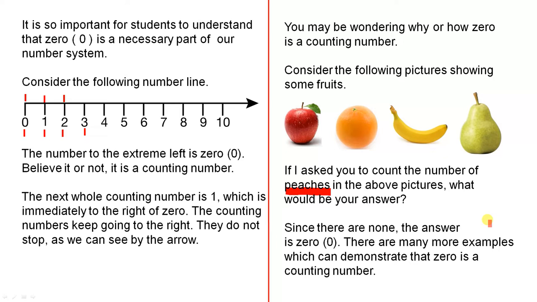There are many more examples which can demonstrate that 0 is a counting number. So why don't you think about one or two more examples for yourself? I'm sure you can come up with some.